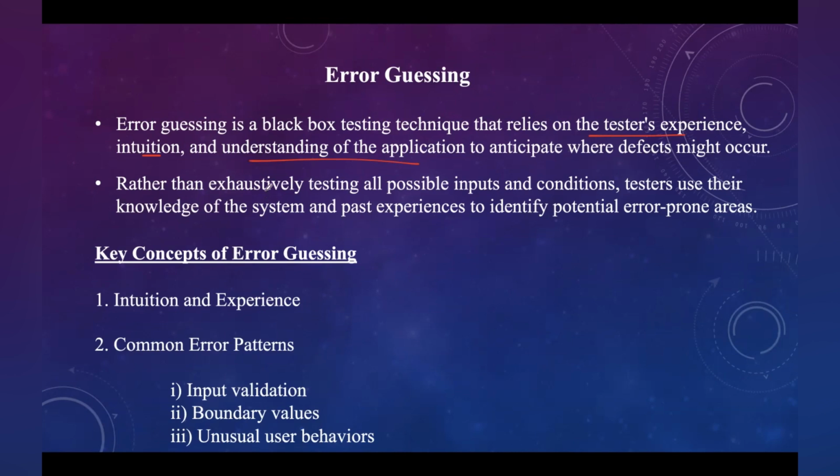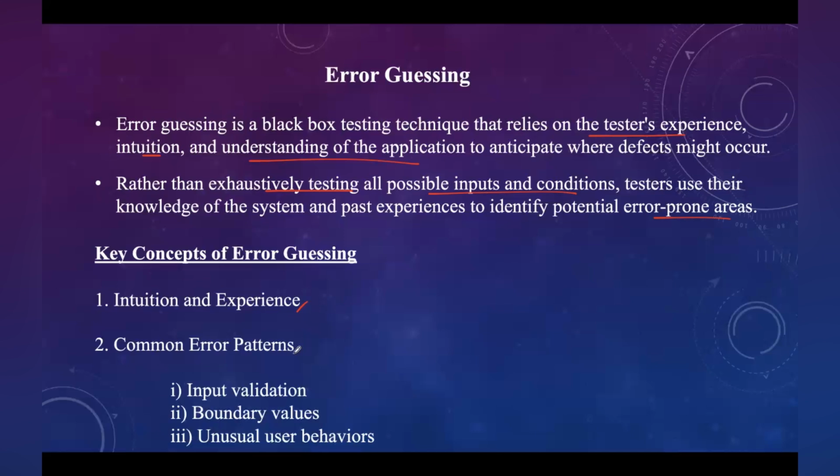So instead of testing all possible inputs and conditions, testers can just use their knowledge or past experiences in order to identify the error prone areas. We have a few concepts here. First one is intuition and experience, where the testers draw on their prior experience with similar systems, common pitfalls, and known issues to guide their testing.